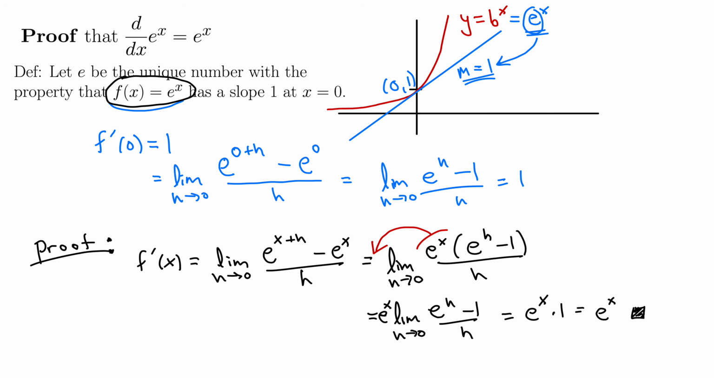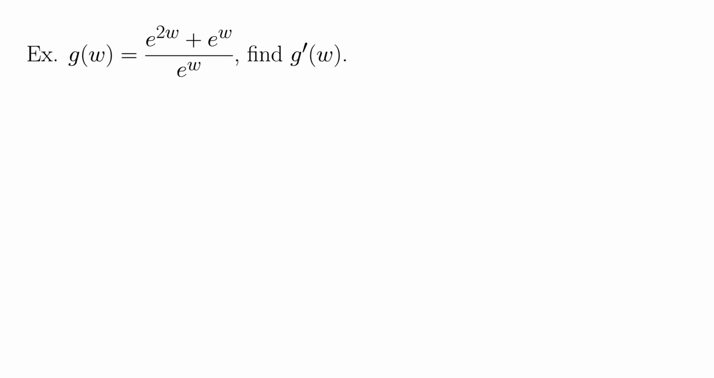Let's do an example of taking the derivative of functions involving e to the x, or in this case, e to the w. So here we have the function in an example. g of w equals the quantity e to the 2w plus e to the w all over e to the w. And we're asked to find g prime of w, which is the derivative, of course. Well, we still don't have a quotient rule. And honestly, we wouldn't want one here because we can simplify. And you should always simplify before you go about using some crazy rule. So look, we can cancel an e to the w.